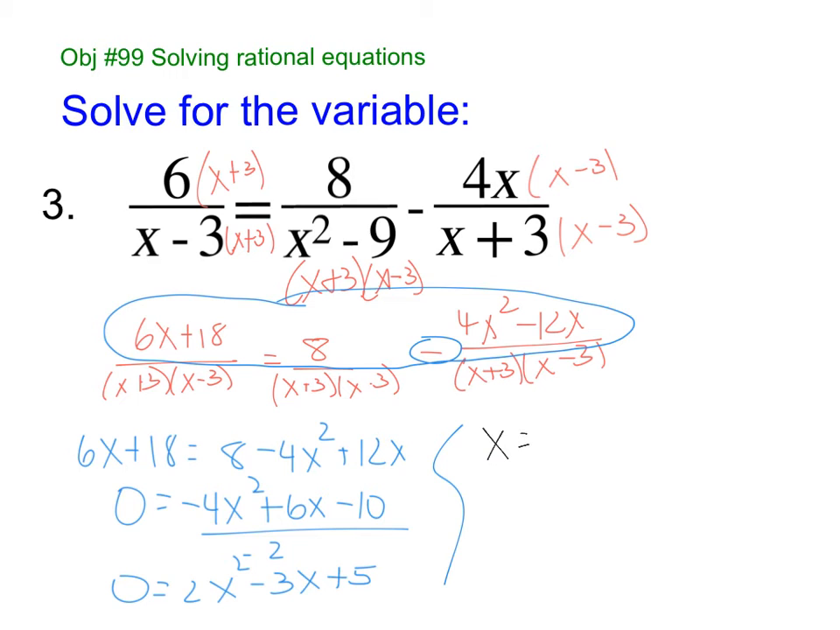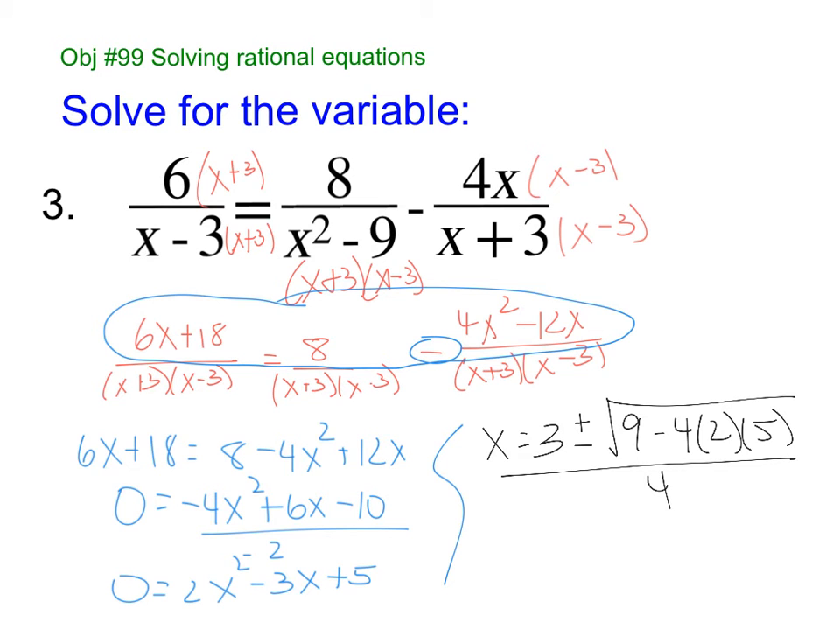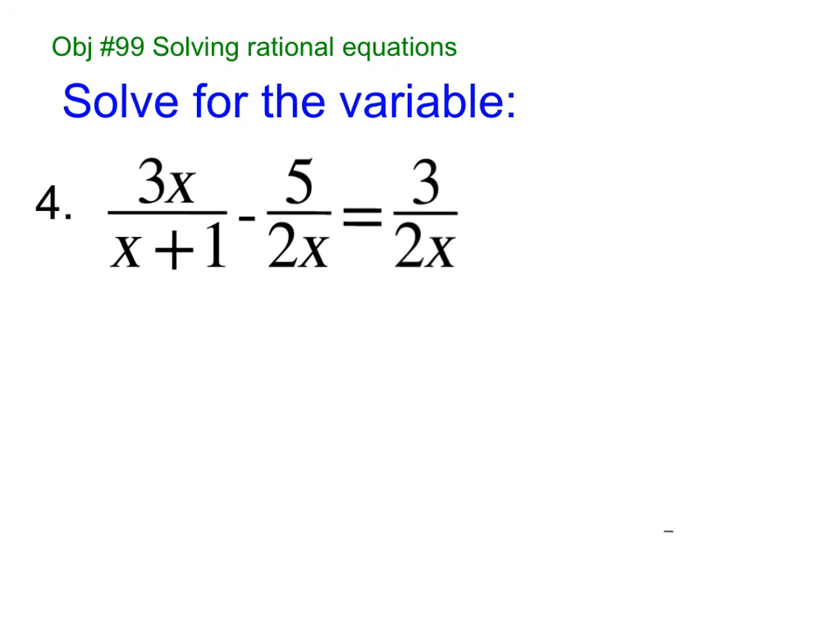Let's see what happens. So 3 plus or minus the square root, b squared minus 4ac, all over 2a. Alright, so this has no real solutions. I think I might have written this wrong, because if this was a negative, that would have been factorable. So my guess is I messed up a negative somewhere. I don't know what I did. Oh well. No real solutions.